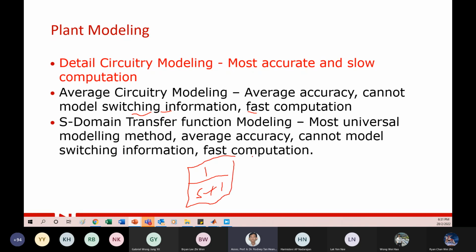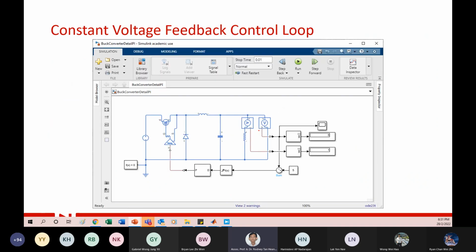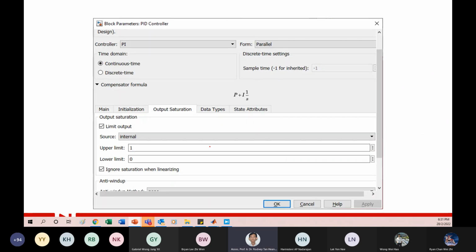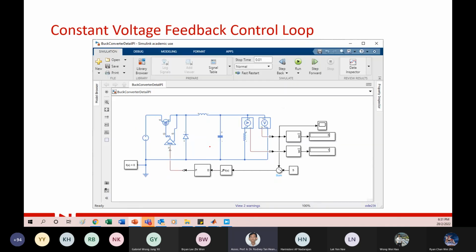So, oh, it's already 6:30. Never mind, I think we will do that in the next class. Like I said, make sure you get all this ready, because we are going to do feedback control in the next class, and how to tune the PI. This will take some time. Make sure your model is ready, because otherwise it will take a longer time.